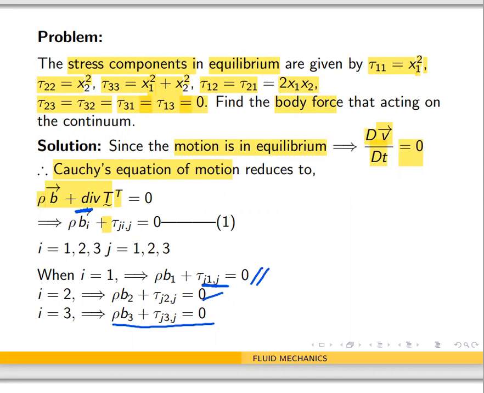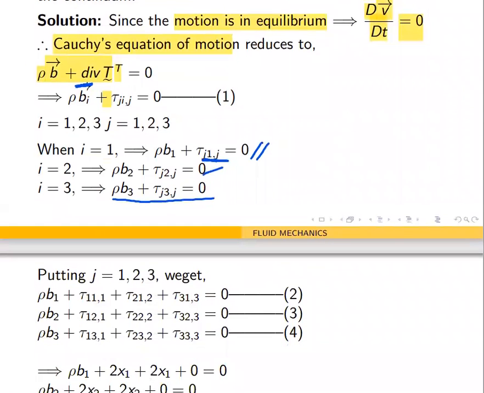So we have put i equal to 1, 2, 3 because i is the free index over there. Now j also varies from 1 to 3. j is coming in the suffix twice, so that denotes the summation. Now I am taking j equal to 1, 2, 3. So what should I do now? Look at the first equation, i equal to 1.